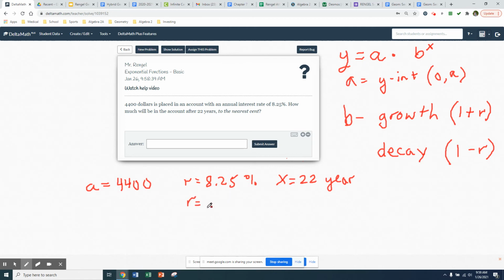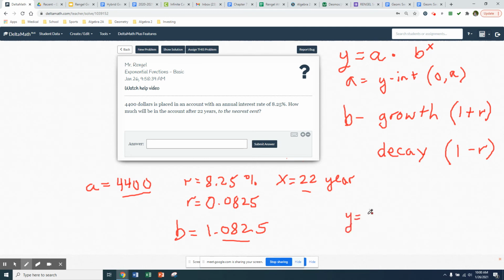And when finance institutions use percents, they're going to change that back to a decimal. So this would be 0.0825, which then tells me my B value is going to be 1.0825. So remember, if you have a growth, you're going to add that to 1, because 1 is like your 100%. Add that 8.25% on, there's going to be my B value. So now if we look at what we've collected here, we've got an A, we've got a B, and we've got an X. So now we can start to write our equation.